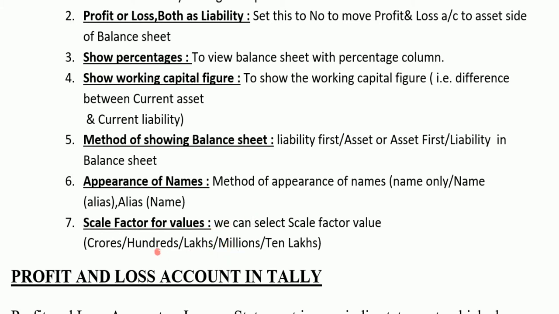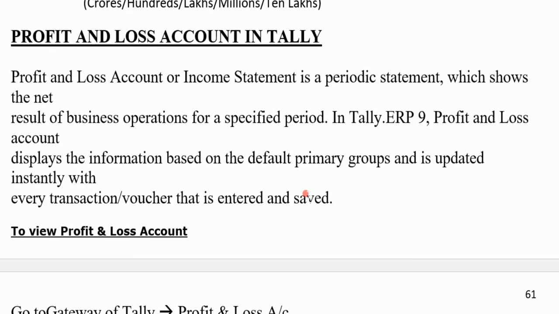We can even choose the appearance of names, that is name only or name with alias name. Then the scale factor for value. We can select that, meaning we can display values in crores, hundreds, lakhs, millions or 10 lakhs. That is possible in the configuration when you press F12.